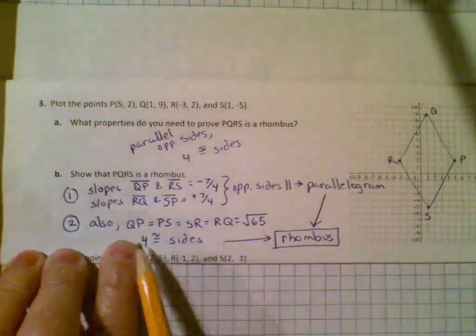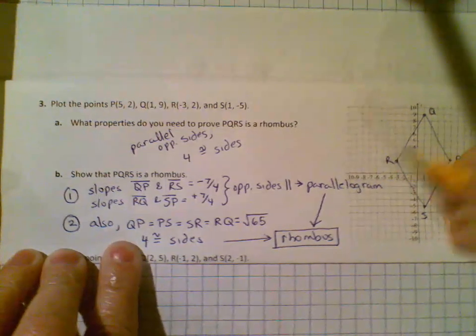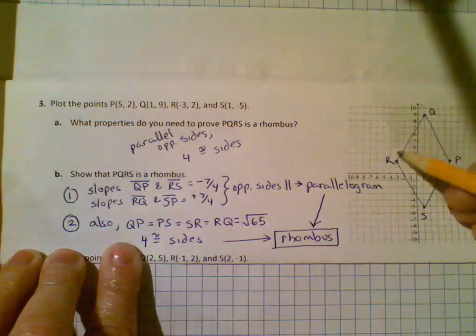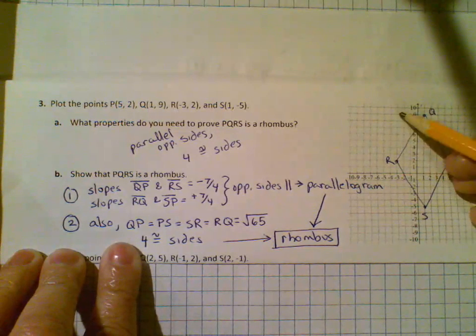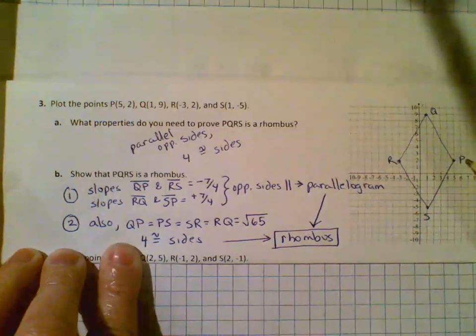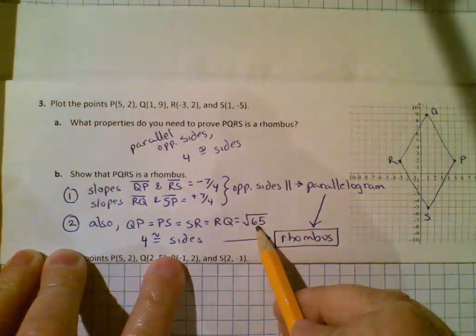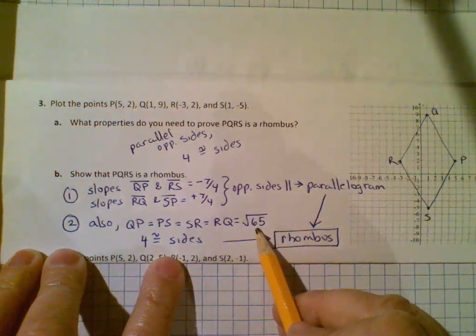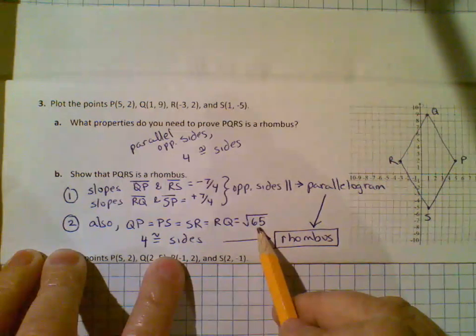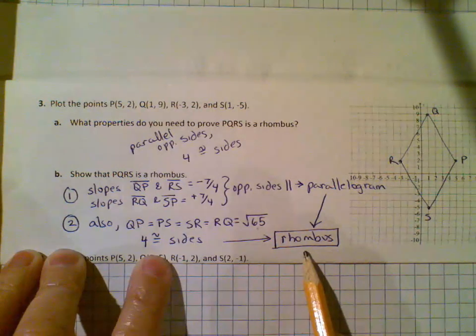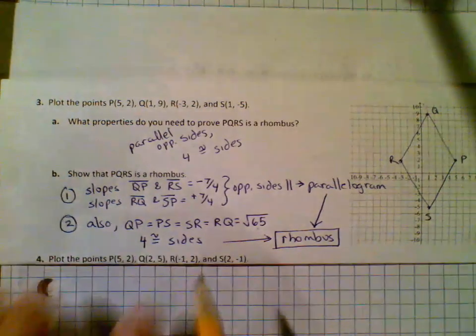And then I can look at the distance formula, and in all cases, I have a 7 and a 4 involved in my distance formula. It's either going up 7 over 4 or down 7 over 4. So in all cases, when I plug that into my distance formula, I get square root of 7 squared plus 4 squared, which is the square root of 65. So I have 4 congruent sides, and I have a rhombus. But I had to do the distance formula to get that.